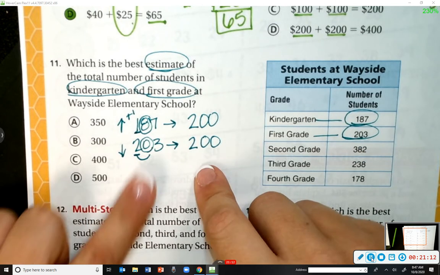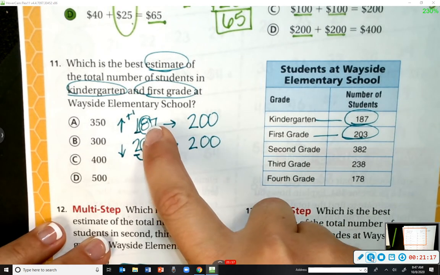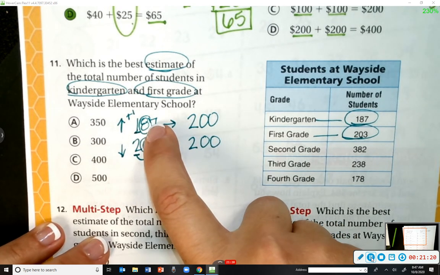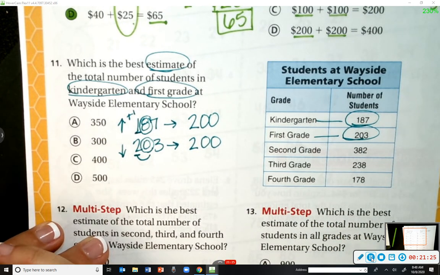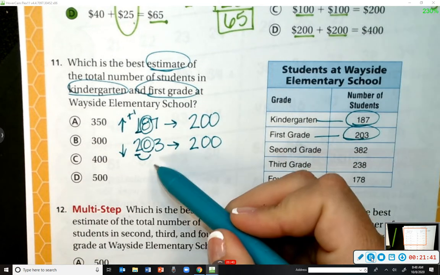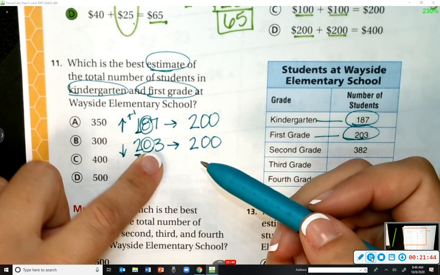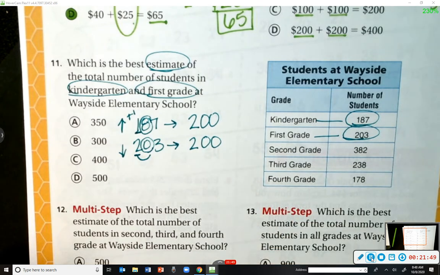Now just use your common sense too. If you put 900 here, would that make sense? Is 900 close to 187? No. It's nowhere near it. So just think about it, guys. Use your common sense. That's the whole point of rounding, right? Is you get close to it. Same thing here. If you had accidentally put 400, is that close to 200? No, it's not close.